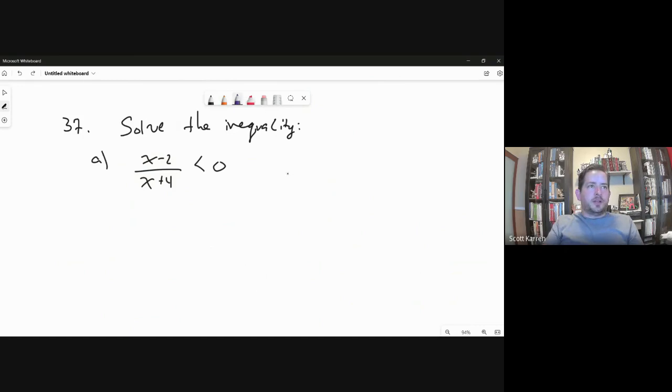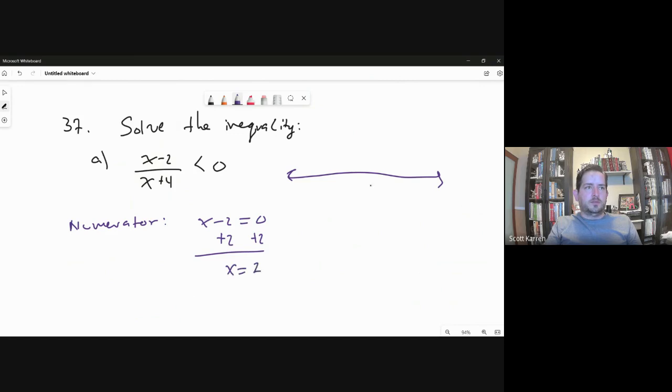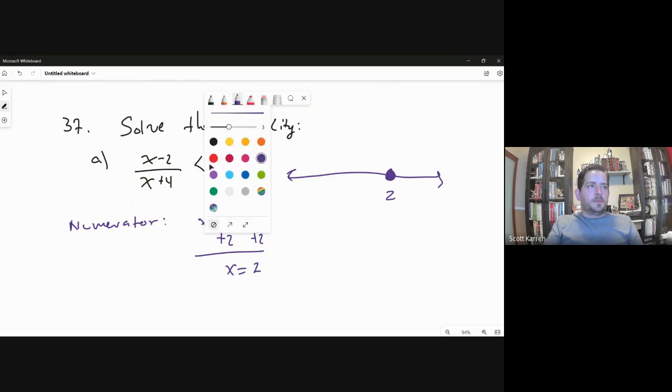So on a number line, we're going to play with this and see what happens to this graph. But in the numerator, if x minus 2 is equal to 0, then the function itself on the left-hand side is equal to 0. And so that's easy to solve for. I just add 2 to both sides, and x equals 2. So at 2, I'm going to fill this in with the dot that indicates that it is a 0 there, right?